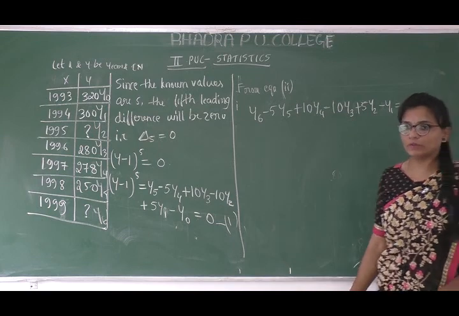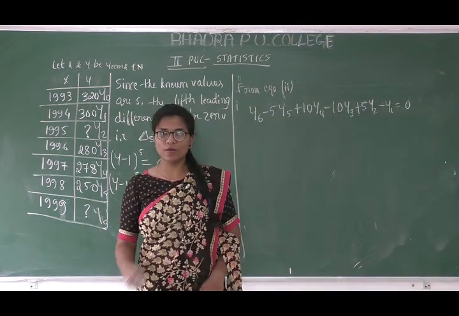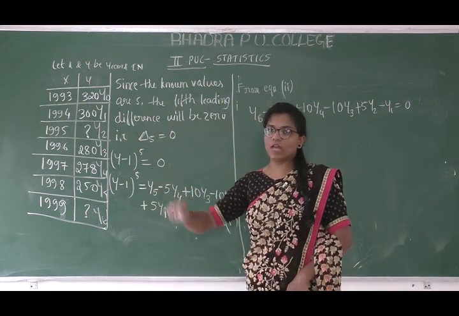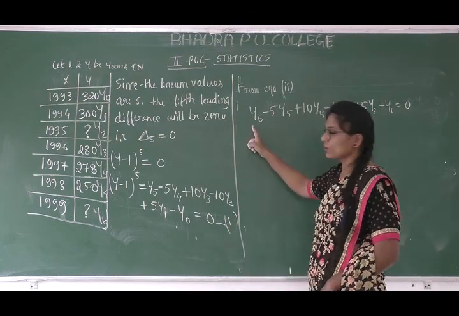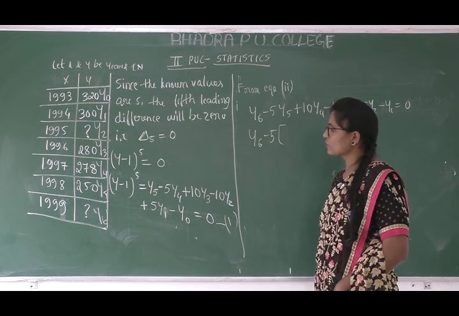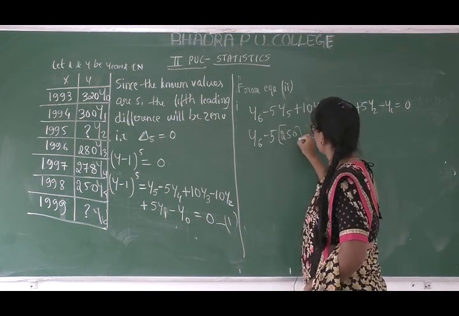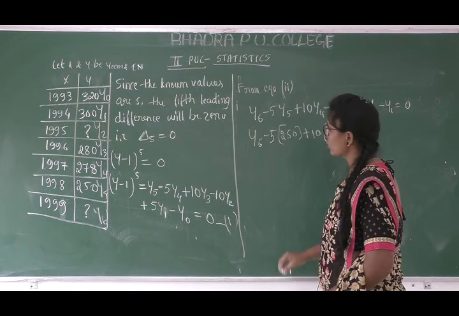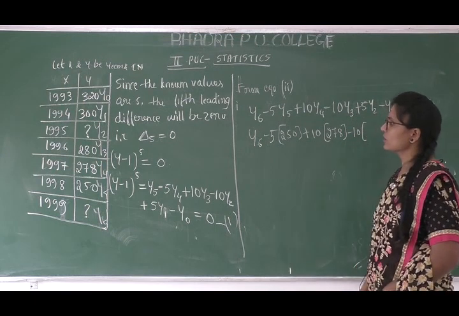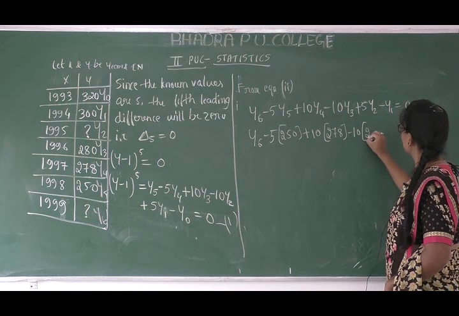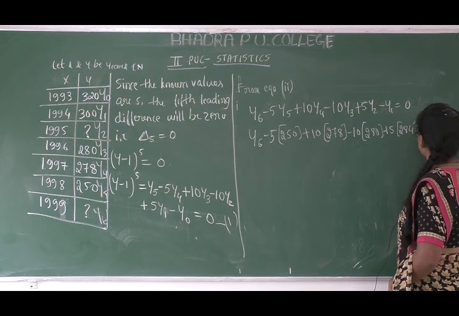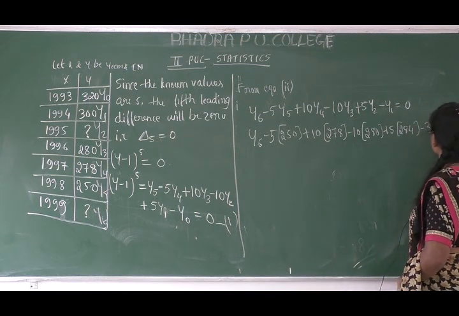Here you got the y2 value. We found the y2 value by using equation 1. Next we have to find the y6 value by using the second equation. We don't know the value for y6, write down as it is: y6 minus 5 into y5 which is 250, plus 10 into y4 which is 278, minus 10 into y3 which is 280, plus 5 into y2 which is 284, minus y1 which is 300, is equal to 0.